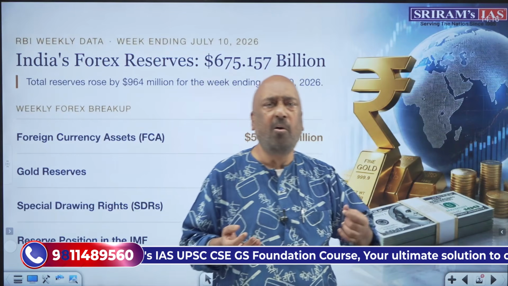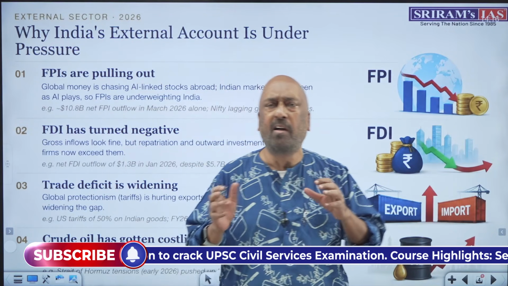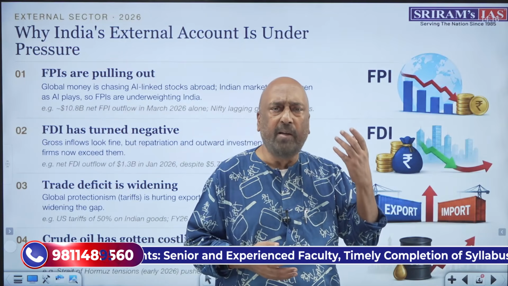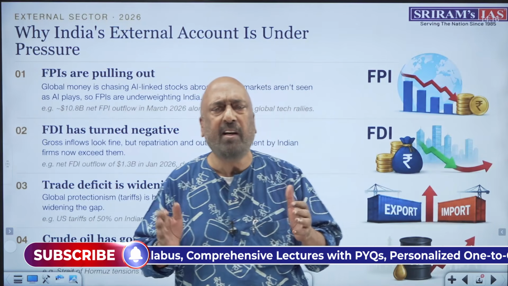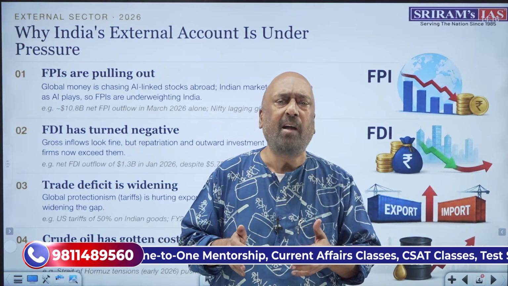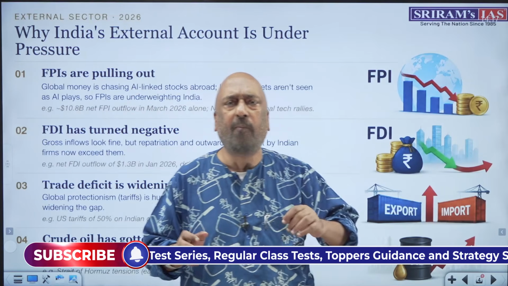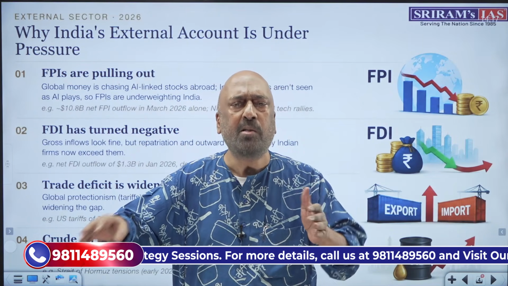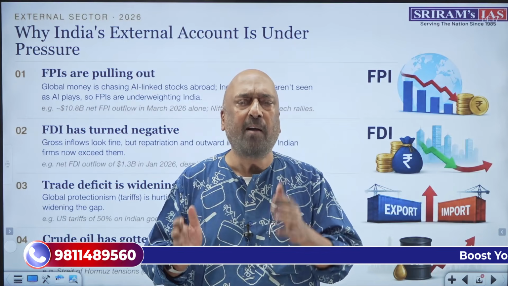Now, can we say the current phase in our external account is a bit of a pressured situation? Yes, of course. You remember, 13 years back, in 2013, when American monetary policy was changing, interest rates there were getting better, and money was flowing out of India, and America was not printing so much money, and therefore there was not so much money to come into the country. It is called the taper tantrum. They were tapering their quantitative easing.